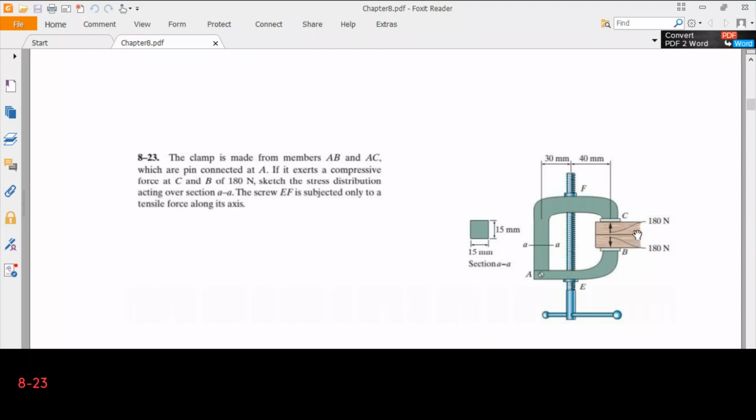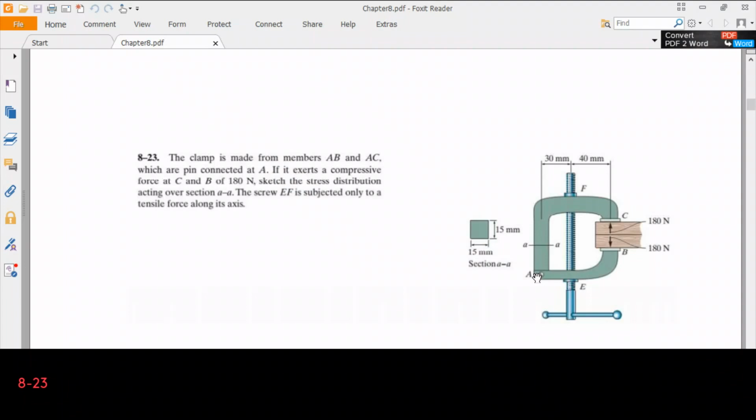Okay, so we have a clamp. This clamp is exerting a force on two wooden members. The force exerted by the clamp is given, 180 newtons with each tongue. Certainly, in order to apply this force, there is a screw. This screw carries only tension. So this basically means that there is a compressive force on each side of the clamp. It is pin connected at A, so there is no moment coming from A.